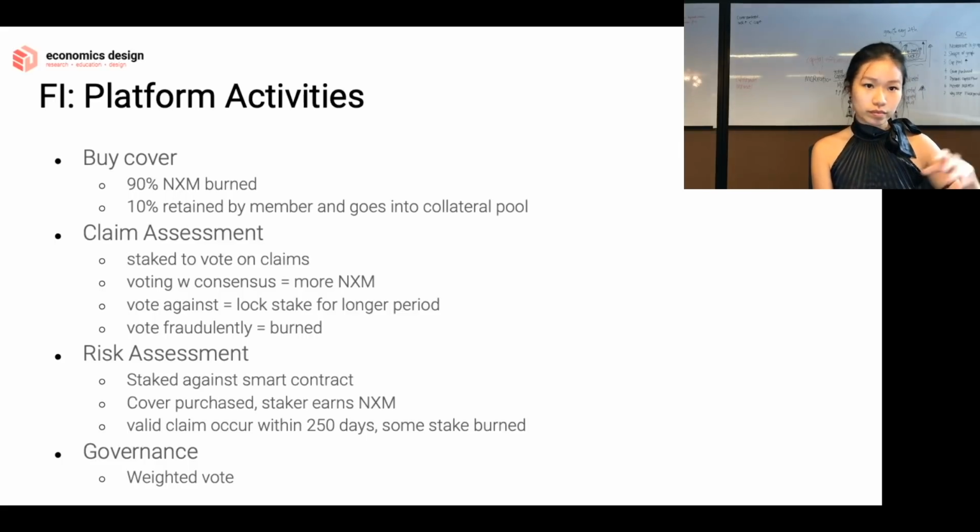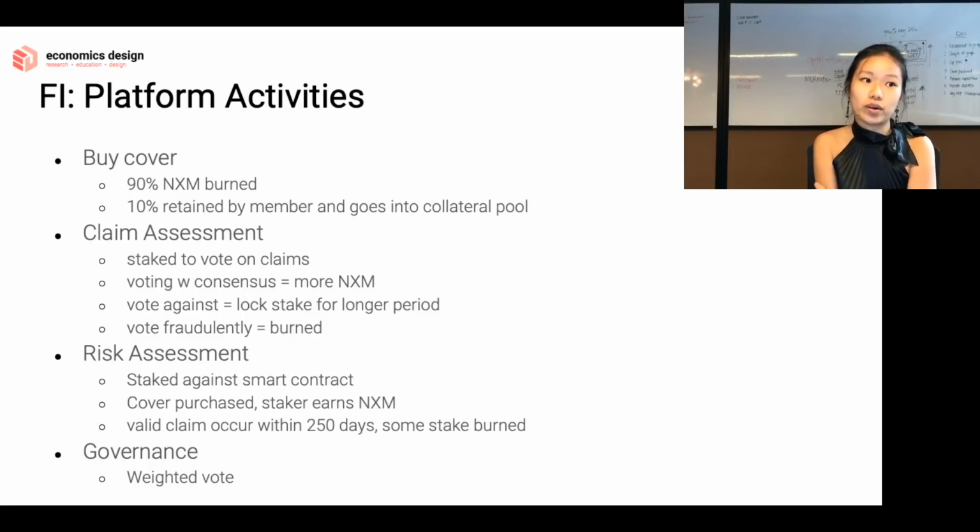And when there are rewards to be given out, that's where they come from, the collateral pool. The other one is claim assessment. So you stake your NXM to vote on claims. And if you vote with consensus, so if you vote alongside 70% of the people, and they all say yes, and you vote yes, and that's the 70% majority, then you get more NXM tokens. If you vote against, so if 70% say yes, and you're the few that says no, you still keep your NXM tokens, just that they'll be locked up for a while.